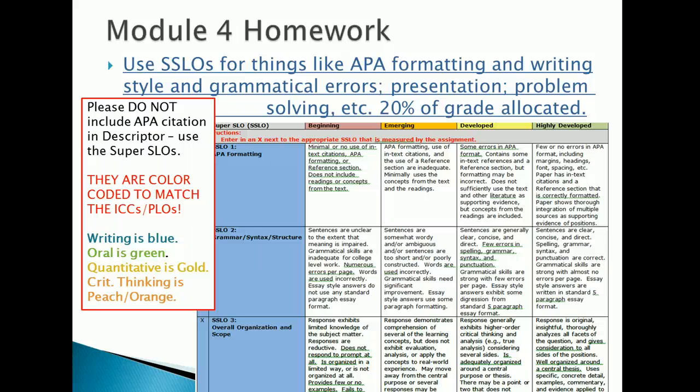And they are color-coded, so writing is blue, oral is green, quantitative is gold, and critical thinking is peach/orange. And those color codings go all the way through to the ICC PLO maps.